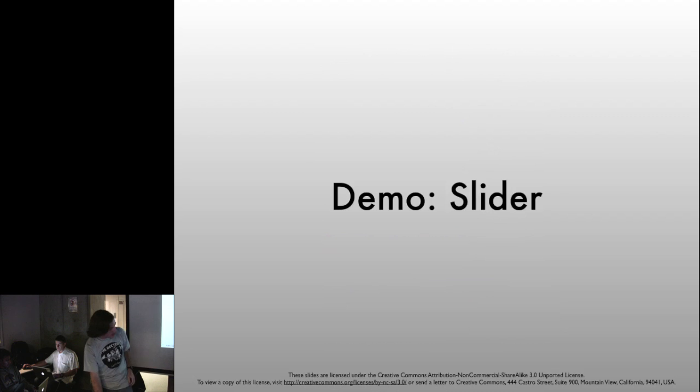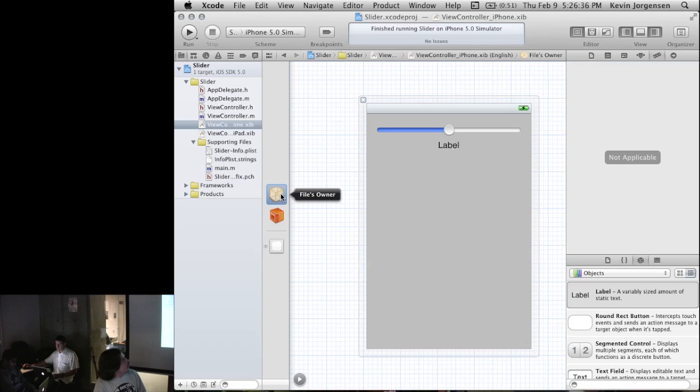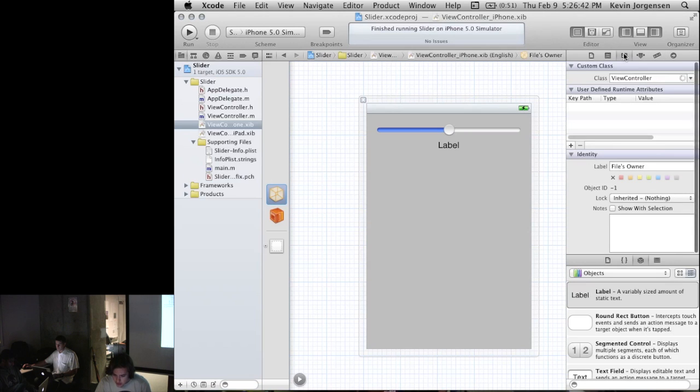Okay, so let's actually make that slider app do something. So again, let's create an action for this slider every time it gets slid. This project is going to be set up in such a way that the owner of this nib file is going to be an instance of view controller. So if you inspect files owner here, we can see that its class is view controller.